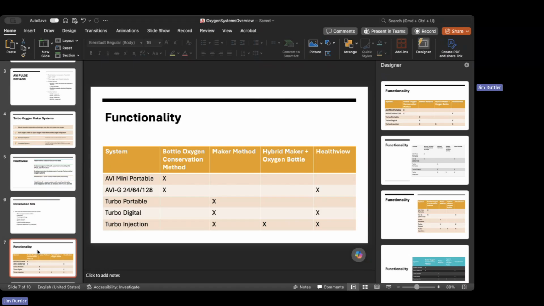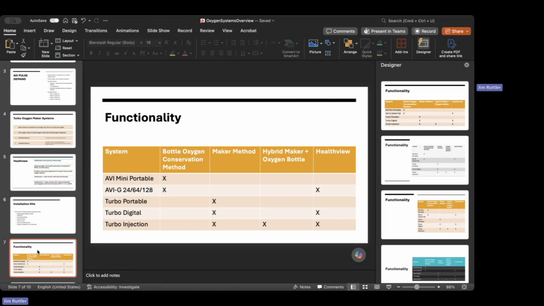Oxygen refilling requirements, you can read through those. I'm sure you have already. The AVI on-demand systems all have refilling requirements. As I mentioned, the expense of those is typically $50 to $300 we've seen in New York. In Europe, typically 200 to 300 euros for an oxygen fill if you can find it. So it's expensive and inconvenient. Turbo digital, no refilling of the oxygen bottle, and turbo injection, no refilling unless you use that injection bottle.